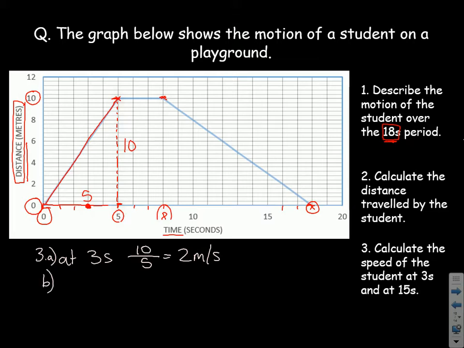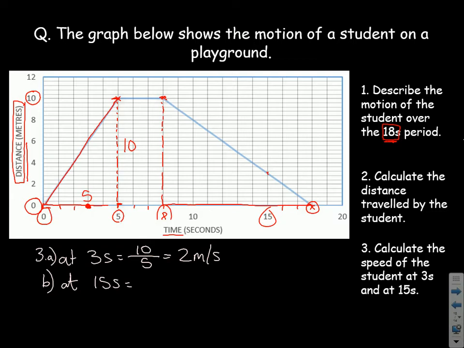So 15 seconds. So at 15 seconds, what have we got? So let's find 15 seconds. It's over here. And once again, it is a line which is sloping. So how are we going to work out the speed at this point? Well, just like we did with the first one, we need to calculate the gradient of the line. And just like I did with the other one, I'm going to make my triangle as big as possible, right the way across there.